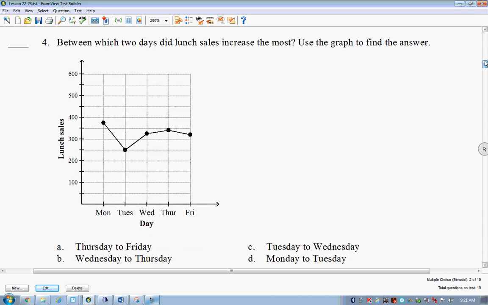Come down here. Between which 2 days did lunch sales increase the most? So we're looking for the most increase between what 2 days do we see the highest amount of increase? Between Tuesday and Wednesday. Very good. Okay.